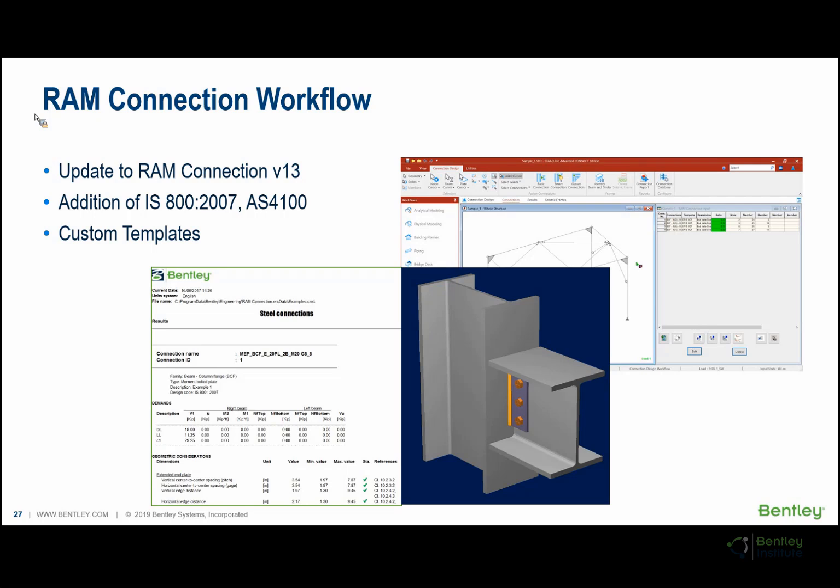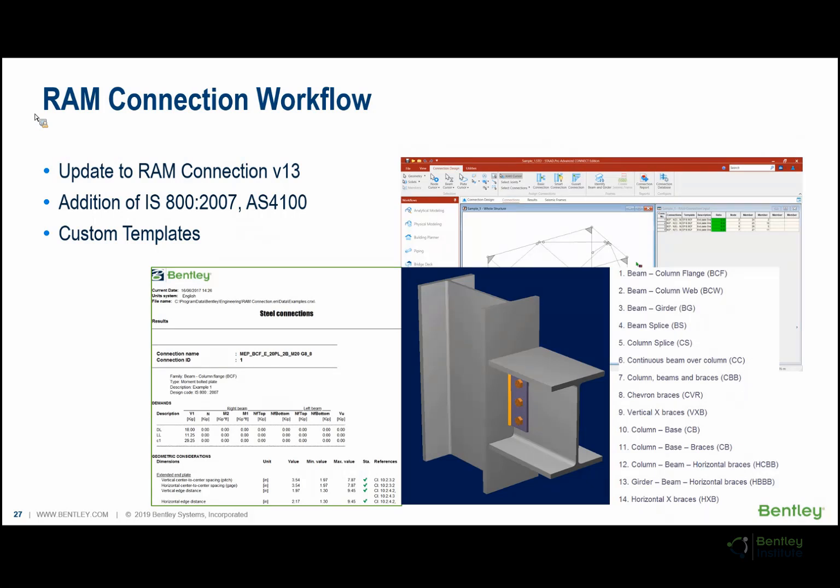The RAM Connection team has released their latest build, that is version 13. That version has been included in the latest STAAD.Pro Connect Edition release build, and it also includes IS 800 2007 and the Australian steel code as well. That means you can design your connection using IS 800 2007. That's a pretty useful thing for our users.